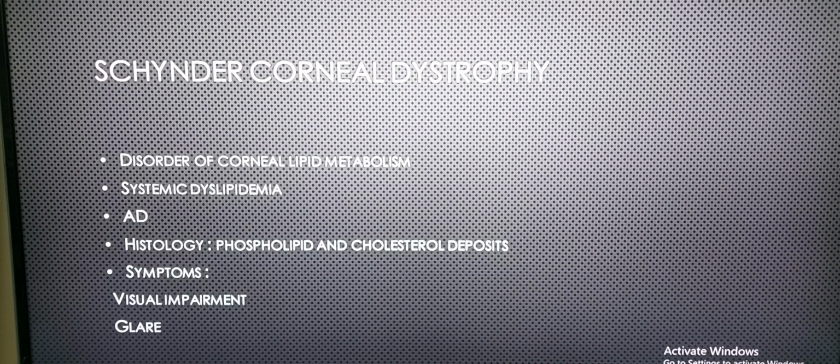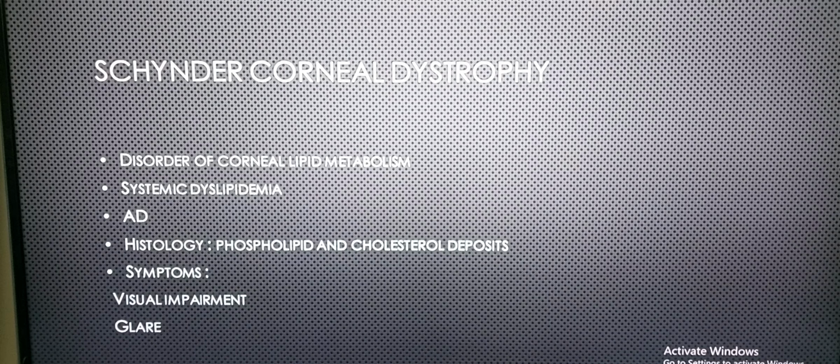This is showing the late stage of macular corneal dystrophy, showing corneal haze with diffuse dystrophy. Schnyder corneal dystrophy. It is a disorder of corneal lipid metabolism. There is always an association of systemic dyslipidemia. It is inherited in an autosomal dominant pattern.